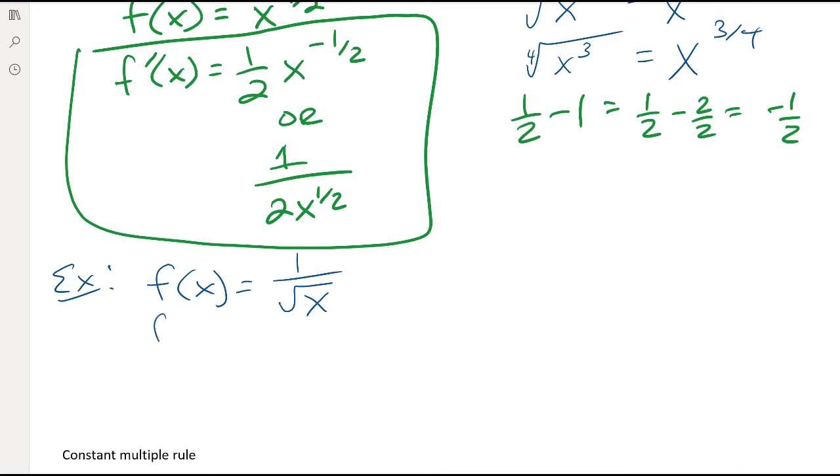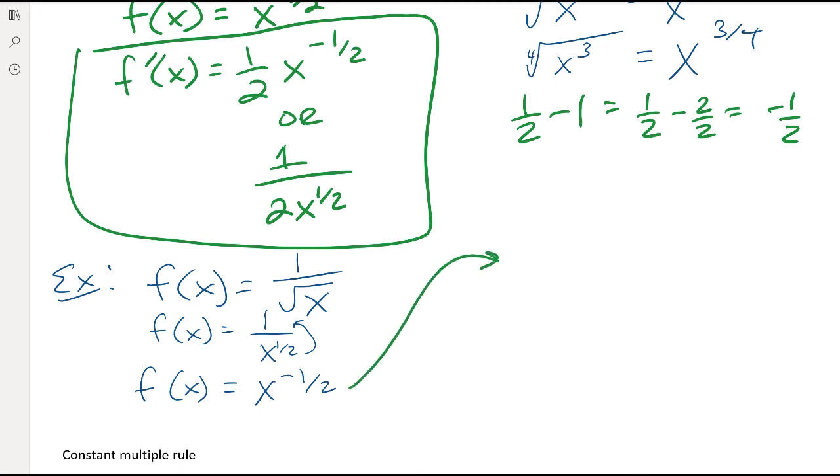So the first thing I want to do is rewrite that radical. The square root of x, we know that's x to the 1/2. And then we have a fraction, and we know the drill to rewrite that fraction. I need to take that denominator and swing it up to the numerator. So rewriting that, I get 1 times x to the negative 1/2 power. Notice this is not the derivative. This is just us preparing the function to have its derivative applied.